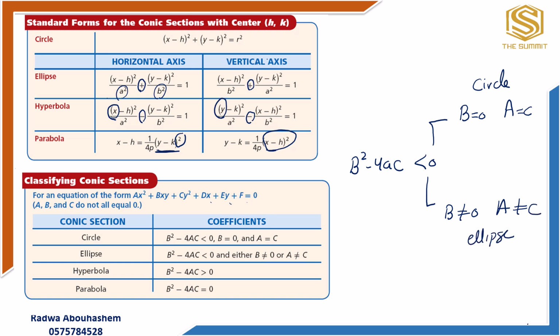Now, if it's greater than 0, it's a hyperbola. If it's equal to 0, it's a parabola. Now let's apply these rules.